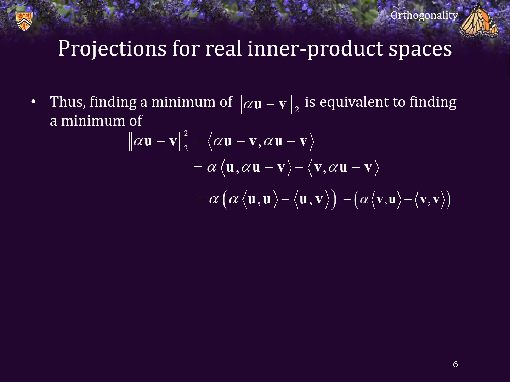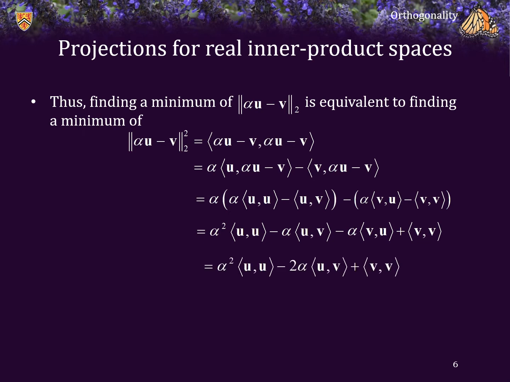All right, now let's expand that out. So the first term expanded is just alpha squared times the inner product of u and itself minus alpha times the inner product of u and v. The second term expanded is just minus alpha times the inner product of v and u plus, as the two negatives cancel, the inner product of v and itself. Now, you also will remember that the inner product is symmetric, at least for real inner product spaces. So the inner product of u and v is equal to the inner product of v and u. So we can simplify it to this term here.